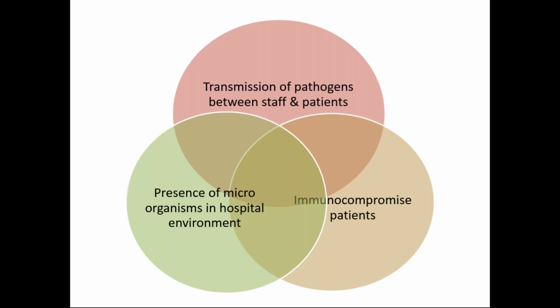The three main parameters of hospital-acquired infection: transmission of pathogens between patient and staff, presence of microorganisms in a hospital environment, and immunocompromised patients. These three factors are usually essential for hospital-acquired infection to take place. Means what? A microorganism must always be present in the hospital setting in order for hospital-acquired infection to take place. Not only a microorganism, patients, persons, staff must also be present. Immunocompromised patients are more prone to acquire hospital-acquired infection.